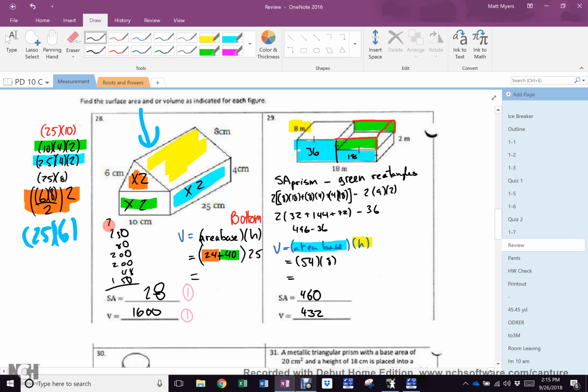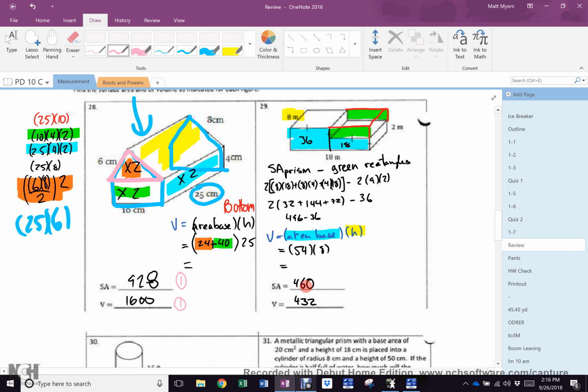Now, 29. I do these by finding the surface area of the whole prism, and I subtract these 2 green rectangles because they aren't really there. Everything else is. So I did the whole surface area, and then I took out the 2 green rectangles to get 460. You could also have added up all the sides. You could also have done the bottom prism plus the top prism minus 2 overlaps. I don't care. However you were taught, figure it out.